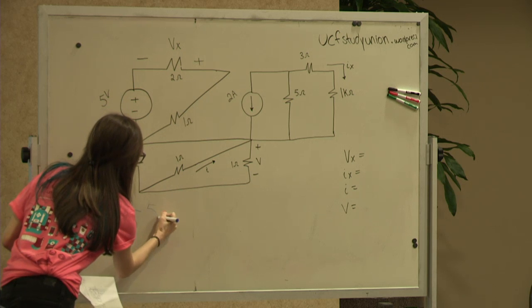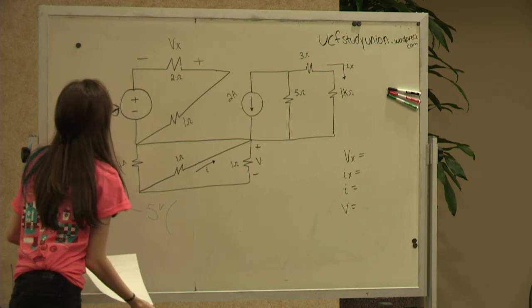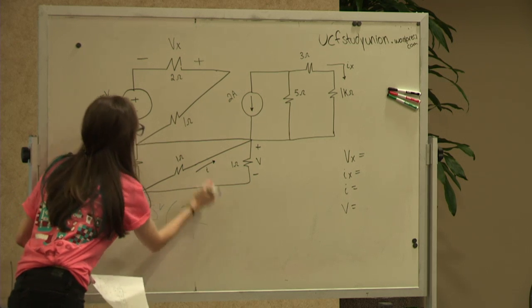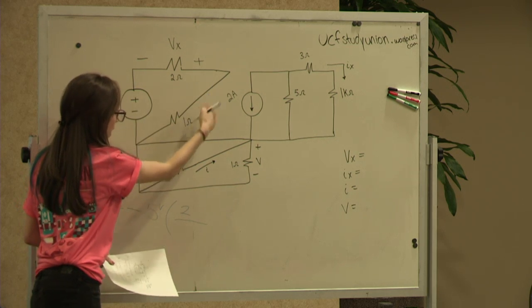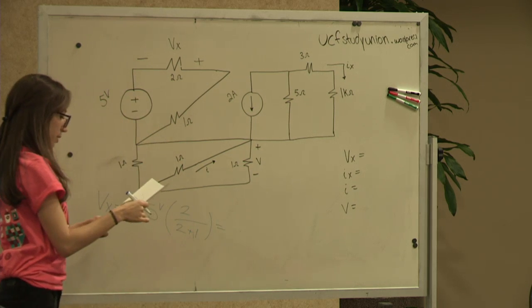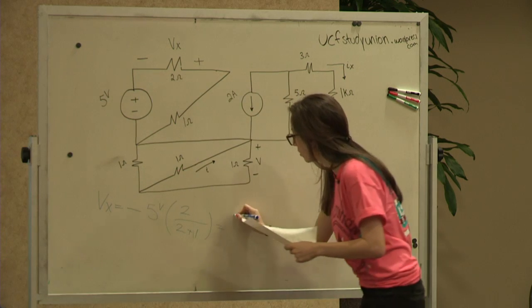So then this voltage source is 5 volts. The resistor you're looking at, the voltage you want, is 2. And then over the sum. So if there's a third resistor, you'd add that in there too. So 2 plus 1. And then that should be negative 10/3 volts.